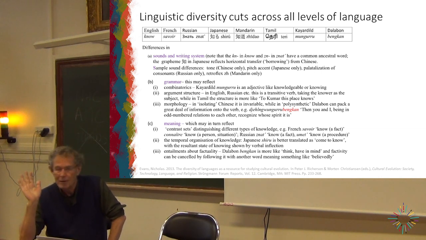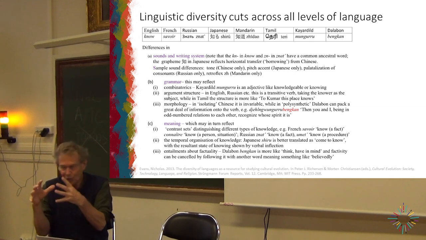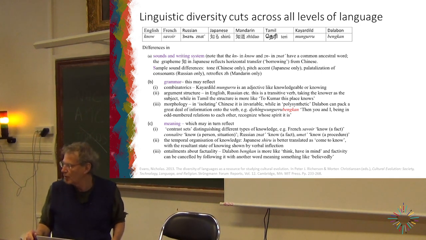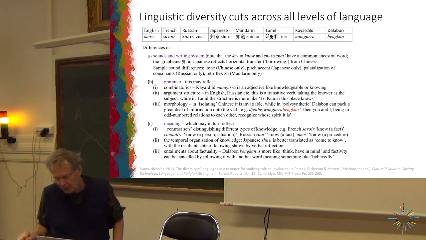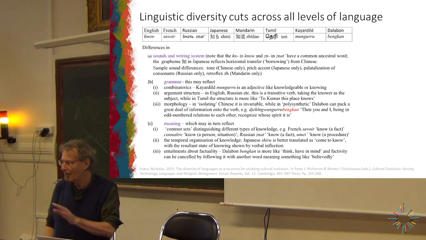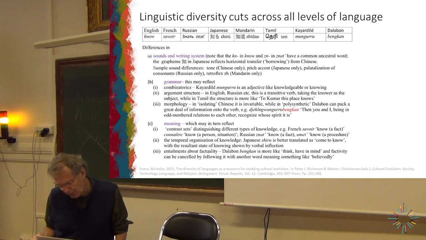And then the morphology is also different, so that in Chinese it's just an invariable word. At the other extreme, in Dalabon, which is a polysynthetic language, you just don't get to use the word bengun on its own, because you can't just use a verb. Well, it's already inflected for the present tense with the N on the end, but you can't just use that on its own. You've got to put on the various prefixes and you would get a word. Admittedly, this is at the more complex end, but it's a perfectly legitimate Dalabon word, jiangwungur bengun. You would translate that into English as then you and I, who are in odd-numbered relations to each other, recognize whose spirit it is. So you've built up quite a complex expression in terms of meaning into a single word.